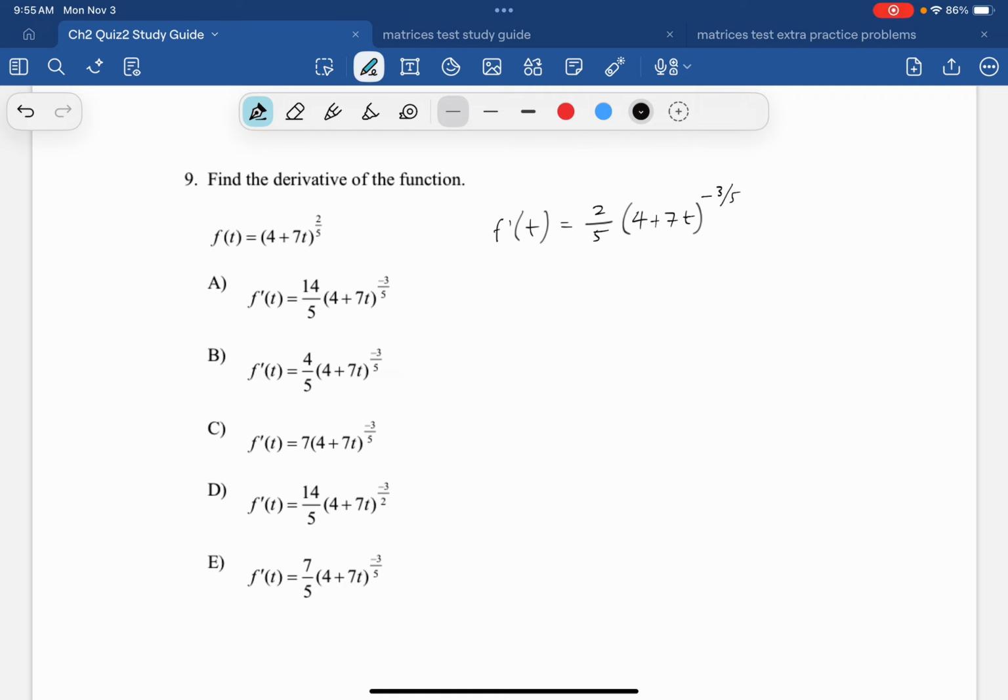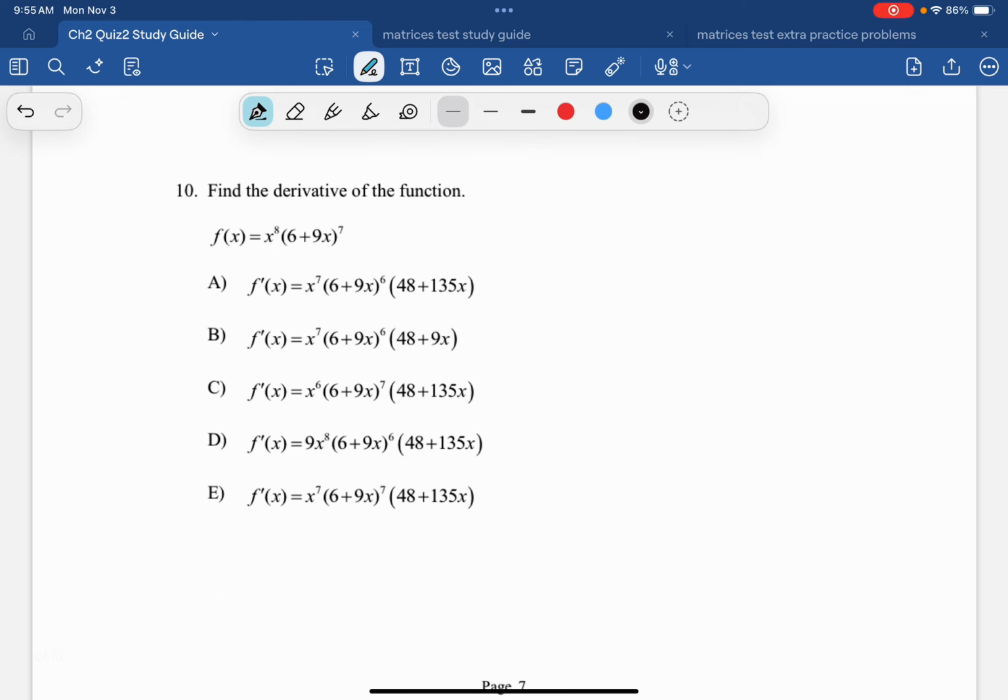And then we're going to do the inside, so the derivative is 0 plus 7, right? Because the derivative of 4 is 0, and the derivative of 7t is 7. It's all multiplied by 7. So simplifying that, that's 14 over 5 times 4 plus 7t to the power of negative 3/5. That is choice A.